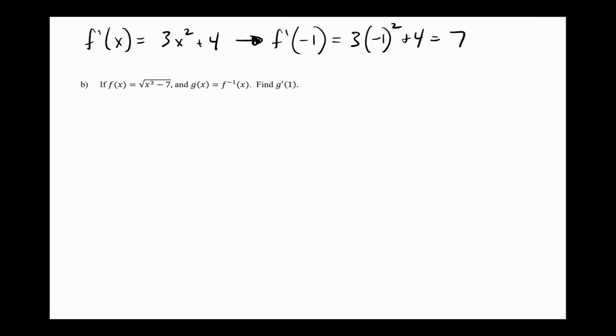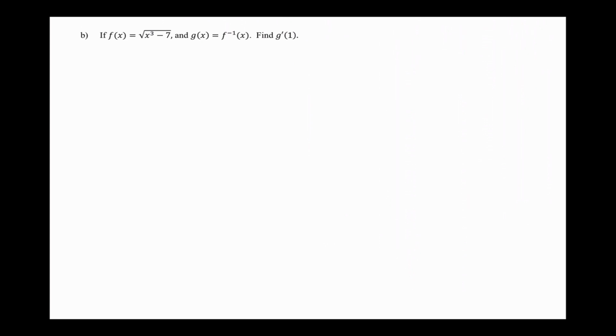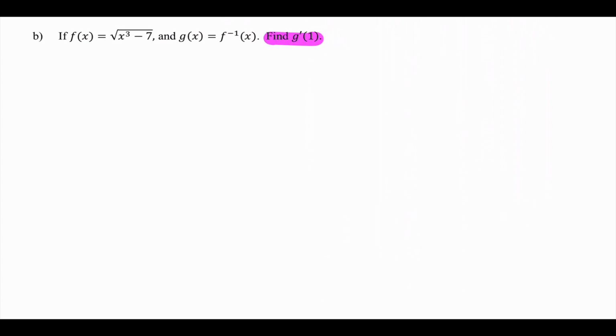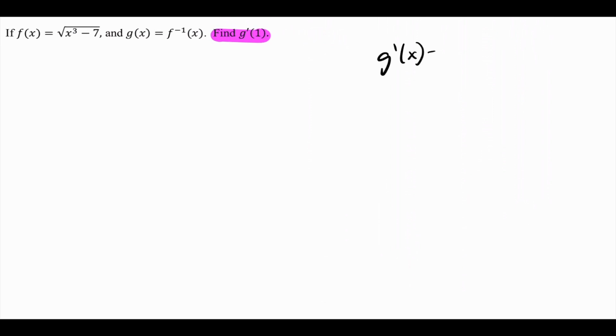Let's try letter B. Letter B, the command is different. They say now find G prime of 1. So because of that, this is the one I'm going to use. I'm going to say G prime of X equals 1 over F prime G of X. That's the guy I'm going to use. They're essentially the same thing, but one of them uses G's and one of them just uses F's.